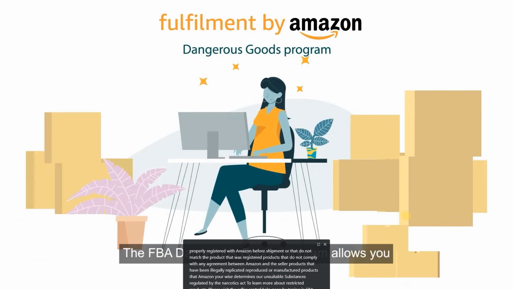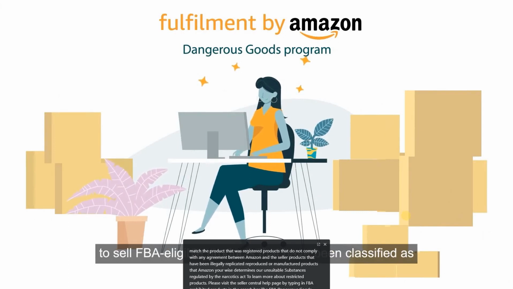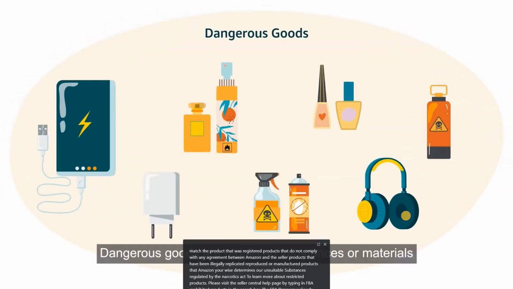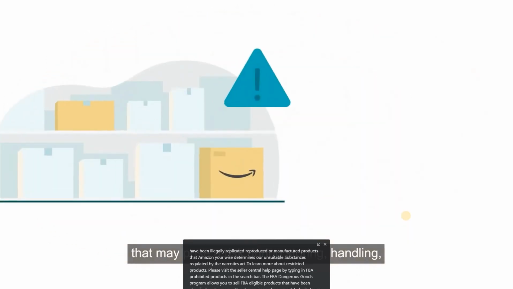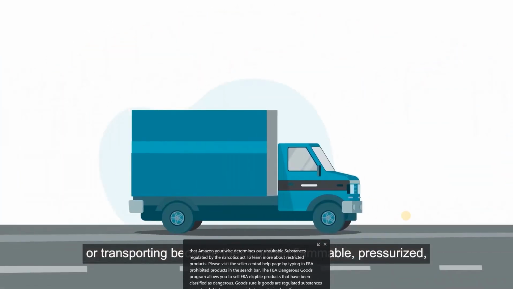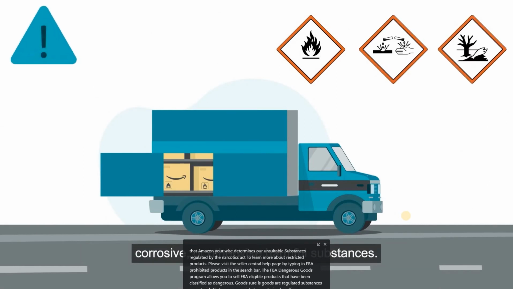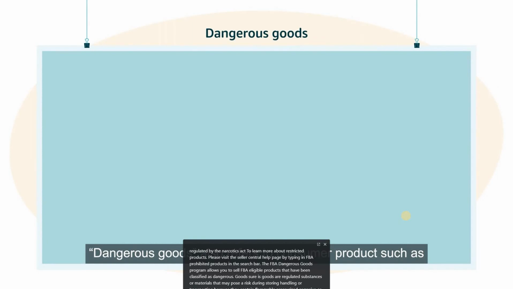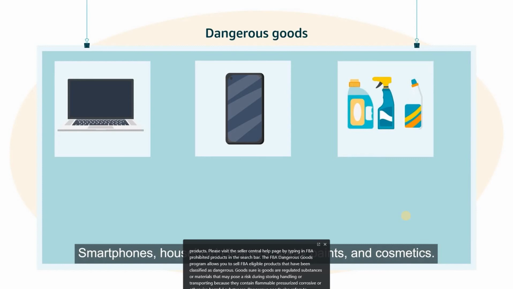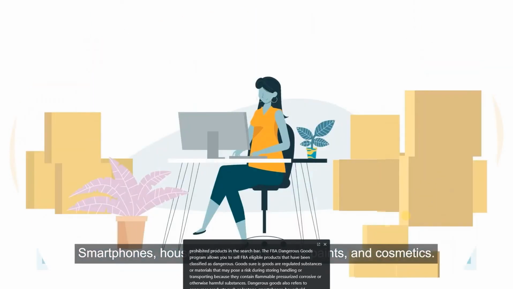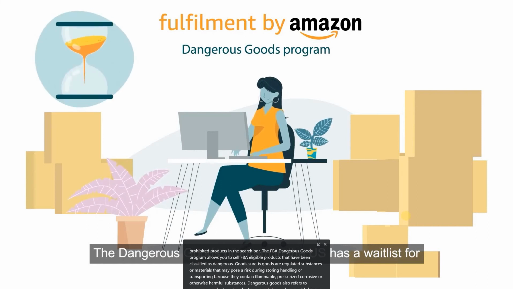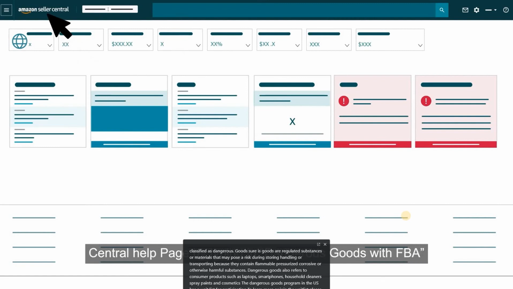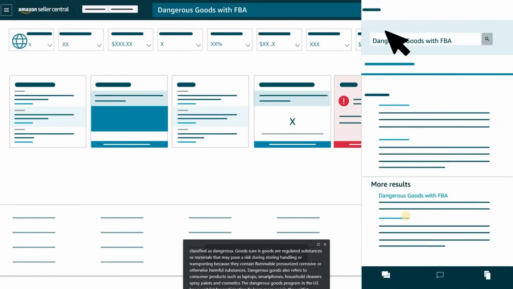The FBA Dangerous Goods program allows you to sell FBA-eligible products that have been classified as dangerous goods. Dangerous goods are regulated substances or materials that may pose a risk during storing, handling, or transporting because they contain flammable, pressurized, corrosive, or otherwise harmful substances. Dangerous goods also refers to consumer products such as laptops, smartphones, household cleaners, spray paints, and cosmetics. The Dangerous Goods program in the U.S. has a waitlist for participating. To learn more or join the waitlist, please visit the Seller Central help page by typing in Dangerous Goods with FBA in the search bar.